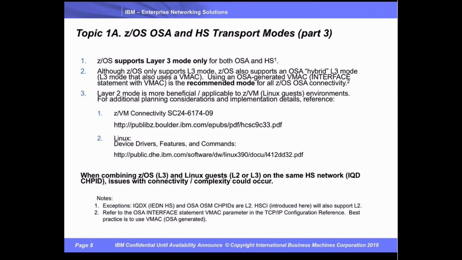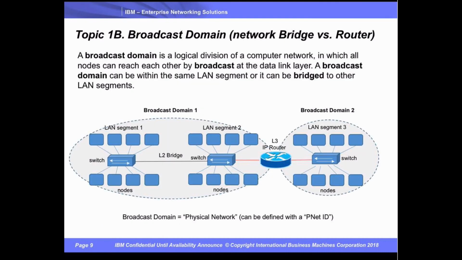Now, when combining z/OS and Linux guests that are in Layer 2 mode on the same HiperSockets network, this is where we have connectivity or complexity issues that occur. And this is at the heart of what this requirement and the solution is about. This is what we're trying to solve with this solution. Now, another background topic. That was transport mode, Layer 2 versus Layer 3, and that's relative to inside of System z, our attachment architecture to our hardware.